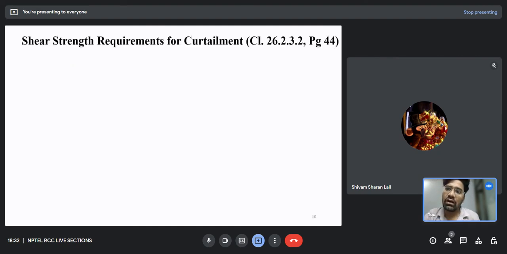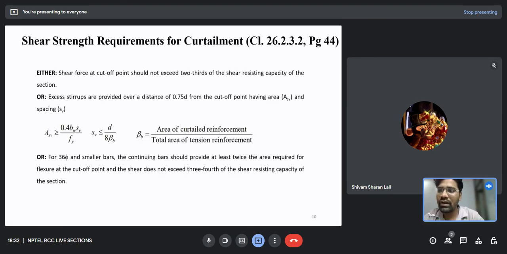There are some curtailment requirements for the shear strength of the structural component also. So one of these three has to be satisfied. The first one is that the shear force at the cutoff point should not exceed two-thirds of the shear resisting capacity of the section. So this is the first part. The shear force which is coming from the top should be less than two-thirds of the resisting capacity of my beam.